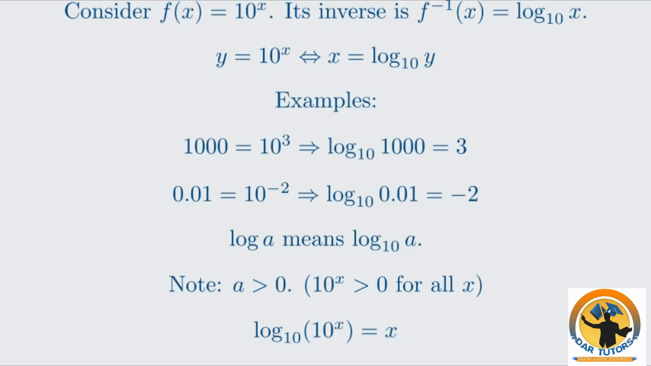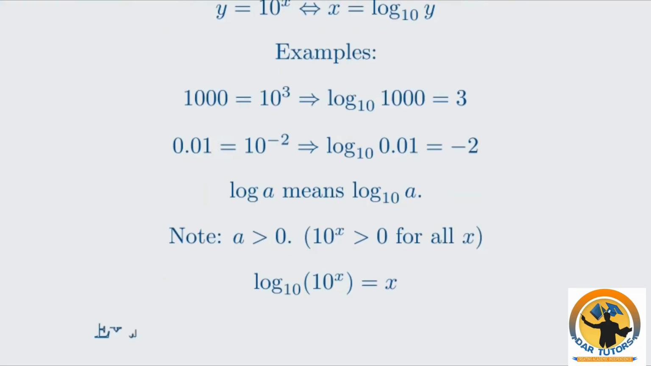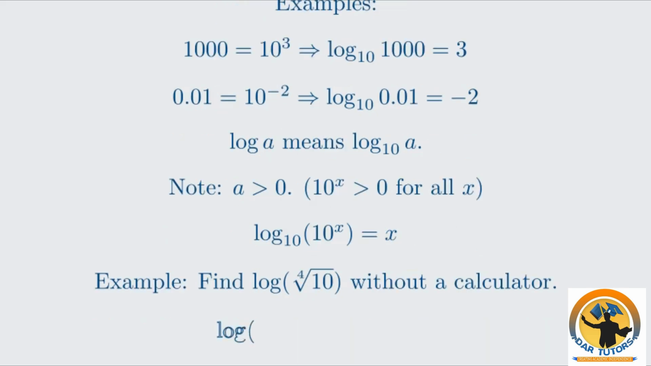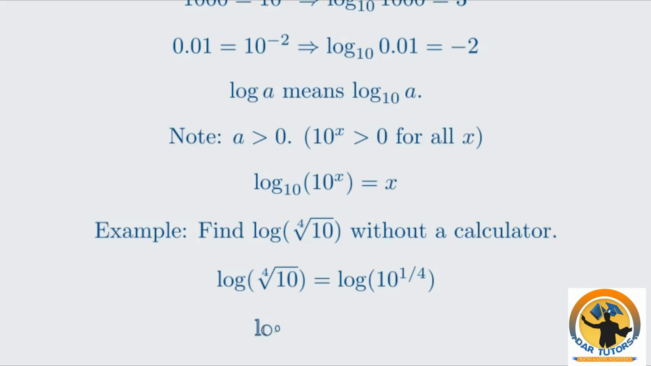Let's work through an example. Our goal is to find the value of a logarithm without a calculator. Let's find the logarithm of the fourth root of 10. First, we rewrite the fourth root of 10 as a power of 10. The fourth root is the same as raising to the power of 1/4. So we have log of 10 to the power of 1/4. Now, using our property log base 10 of 10 to the power of x equals x, the logarithm and the base 10 cancel, leaving us with just the exponent, 1/4. So log of the fourth root of 10 is 1/4.